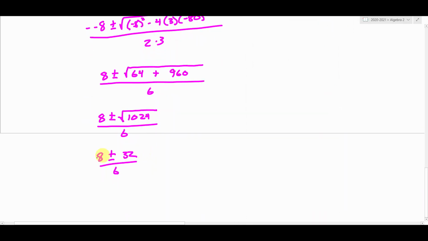All right, and this is the stage where now everything's simplified quite a bit. This is the stage where you want to split off into 2 separate problems. So I'm going to do 8 plus 32 first, and this will be over 6, and then I'm going to do 8 minus 32 over 6, and that's your plus or minus, right? That's what this means, that there's actually 2 problems that you need to do here. Okay, and I think I can do these ones in my head. 8 plus 32 is 40.